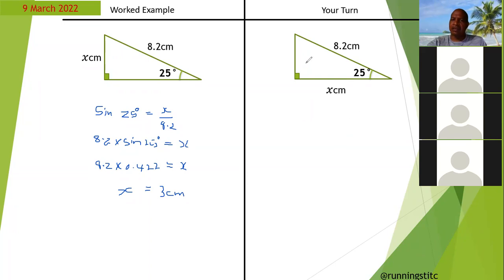So we're using cos because we know that the 8.2 is the hypotenuse, and we know that the x is the side adjacent to 25, the angle 25. So we're going to have cos of 25 are going to be equal to x over 8.2.